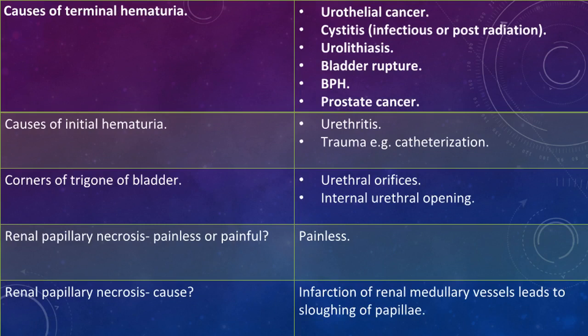Causes of initial hematuria. Urethritis. Trauma, e.g. catheterization. Corners of trigone of bladder. Urethral orifices. Internal urethral opening.